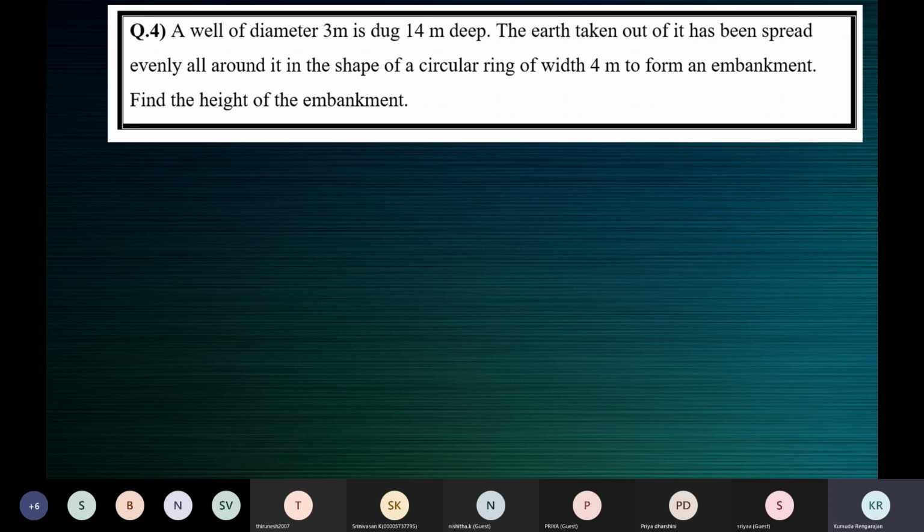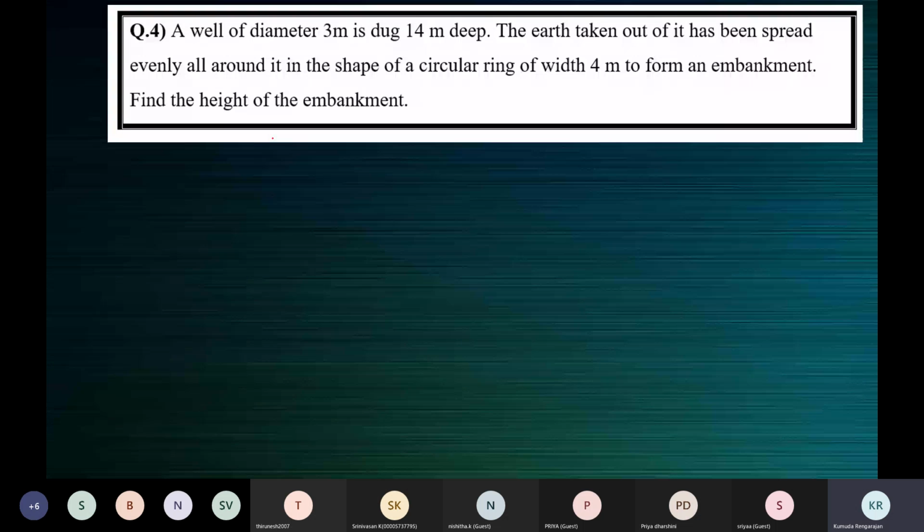Now, the mouth of the well is on the surface of the ground. So, obviously, for the sake of protection, there is a wall built around the mouth of the well.